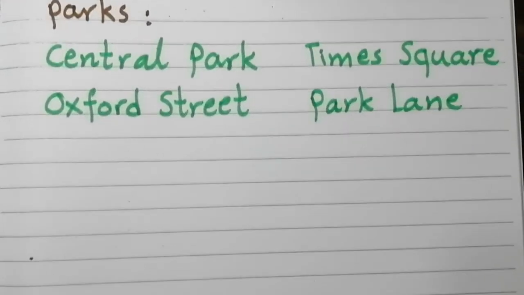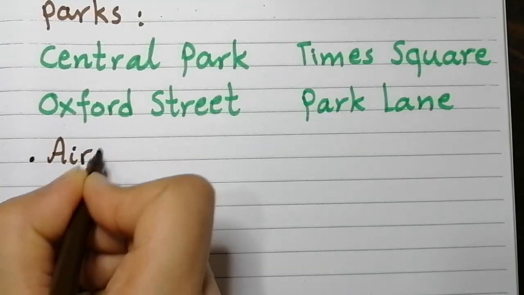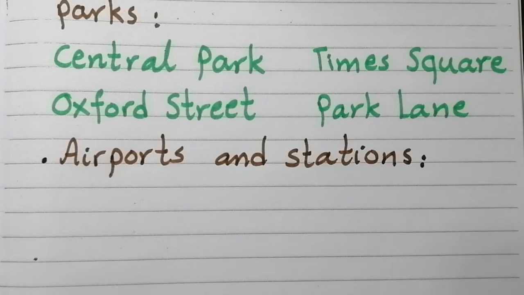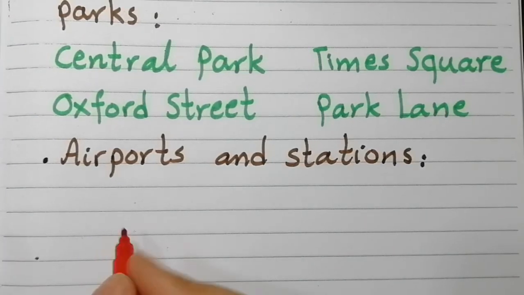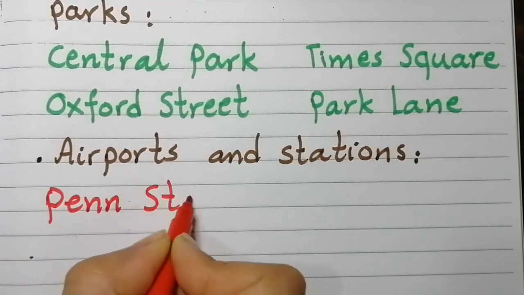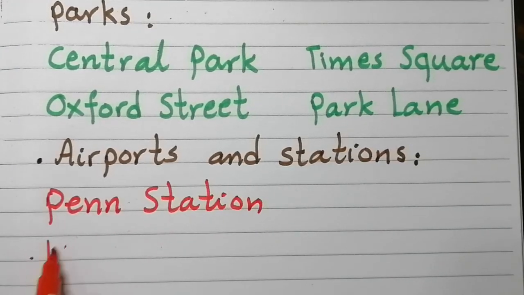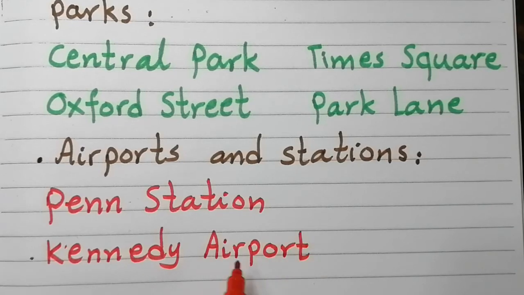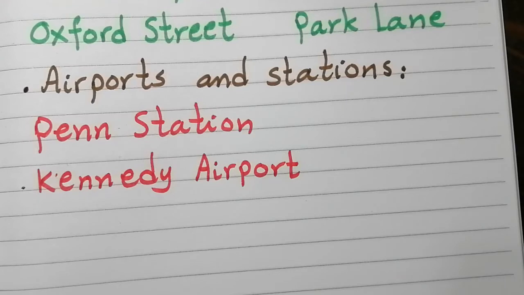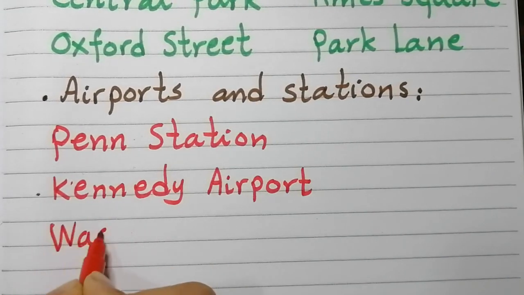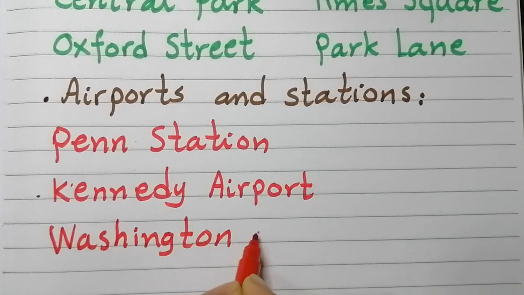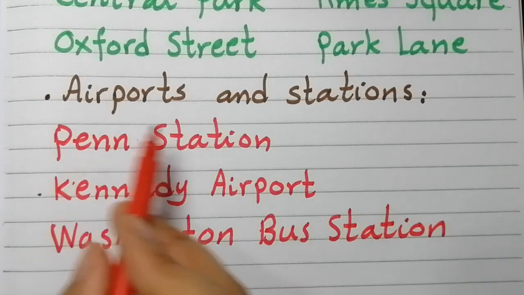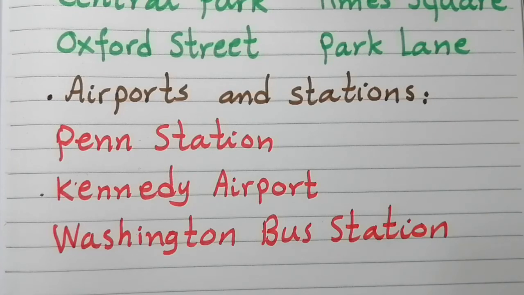Also, we do not use "the" with airports and stations. With airports and stations, for example, we do not say the Penn Station. But we say Penn Station without "the". Also we say Kennedy Airport without "the", because it's an airport. Also we say Washington Bus Station. Okay, so we do not use "the" with airports and stations. We say Penn Station, Kennedy Airport, Washington Bus Station.